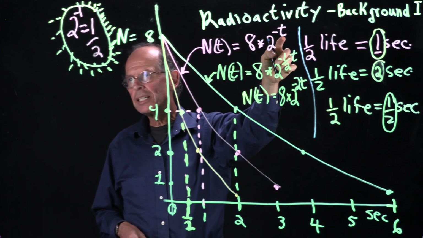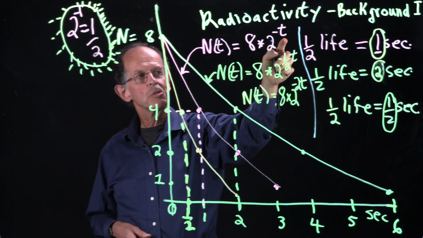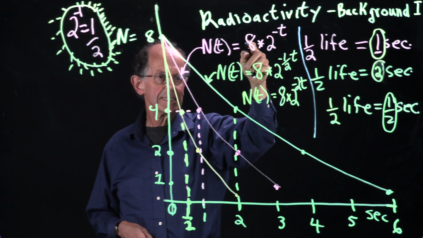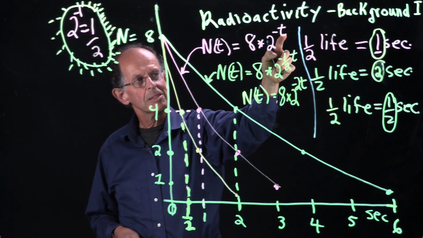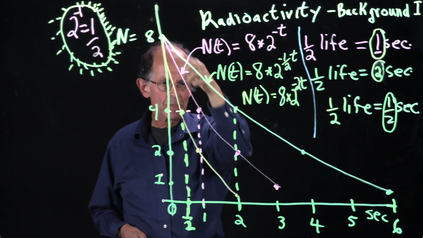And let's put t equals 2. 2 to the minus 2 is a quarter. A quarter of 8 is 2. And at 3, 2 to the minus 3 is an eighth. An eighth of 8 is 1. So that's the pink curve.